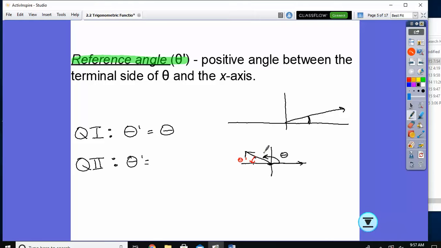What if I said this was 100 degrees? My original angle is 100. What would my reference angle end up being? 80. How'd you get it? Right. This line is 180 degrees. So if you're in quadrant 2, you just have to do 180 minus your angle to get your reference angle.